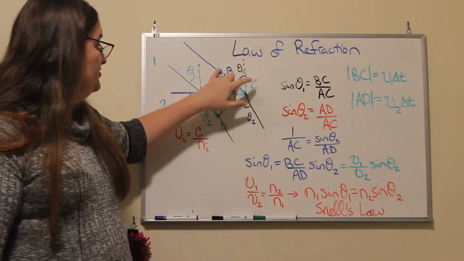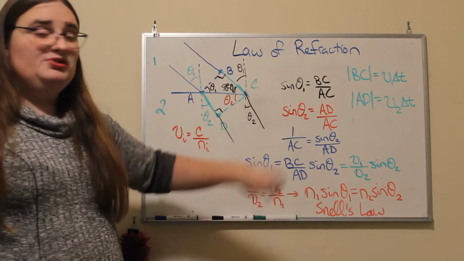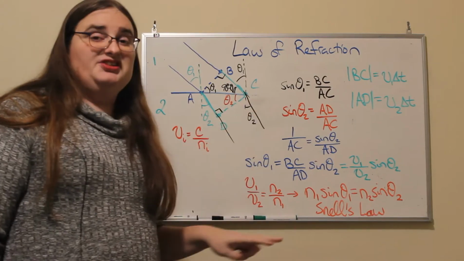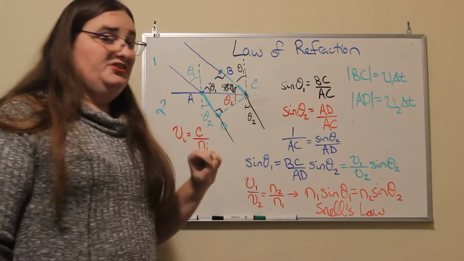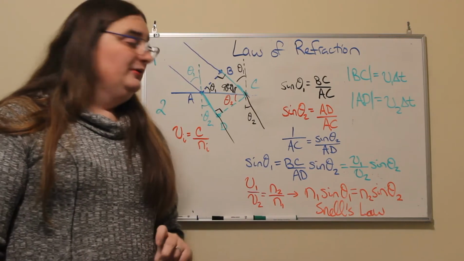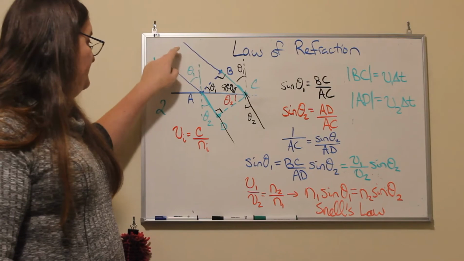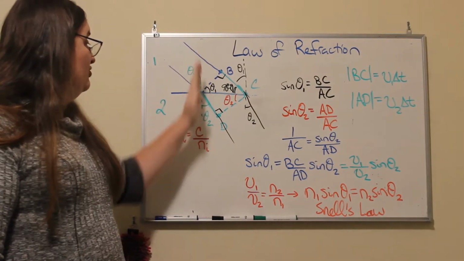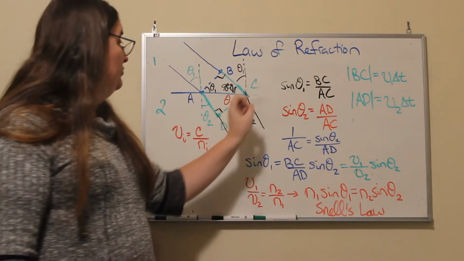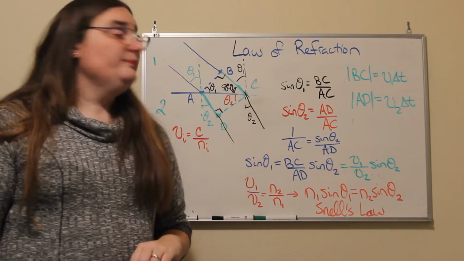So by Huygens' principle, this light ray is going to continue moving at the same speed in the same direction until it reaches the surface at point C over here. So the angle of incidence for this first light ray from my normal at A is going to equal the angle of incidence for my second light ray at C.